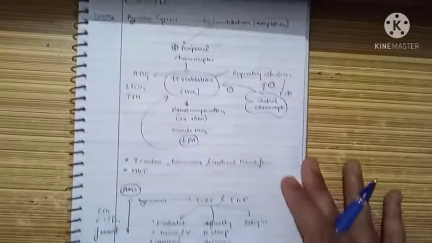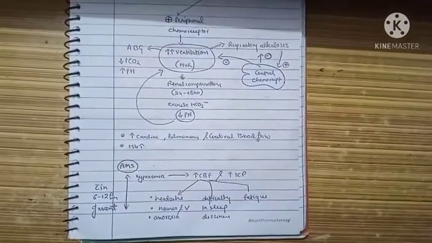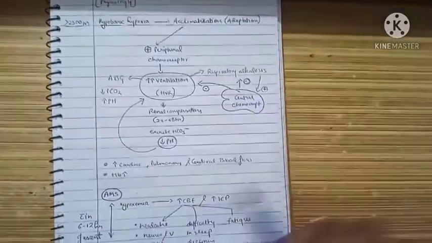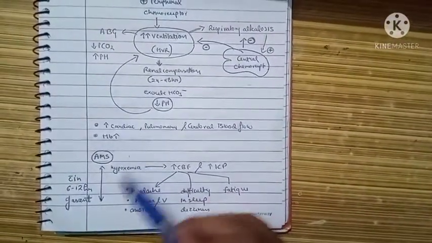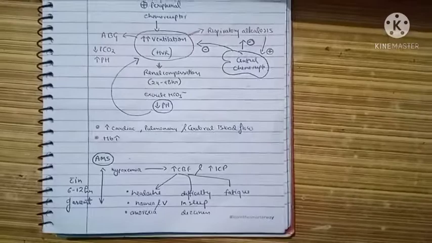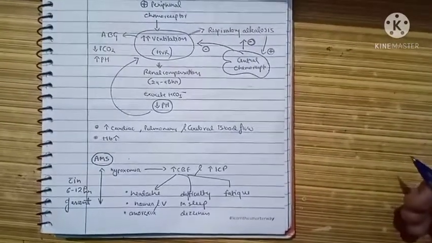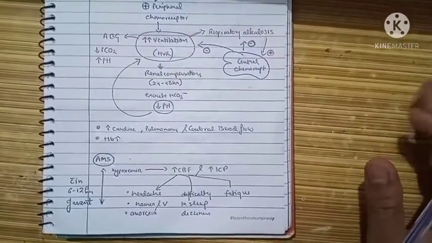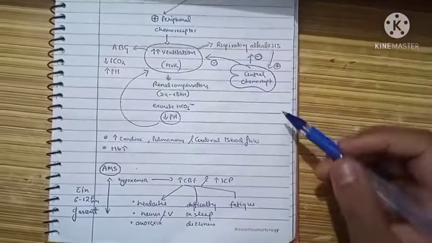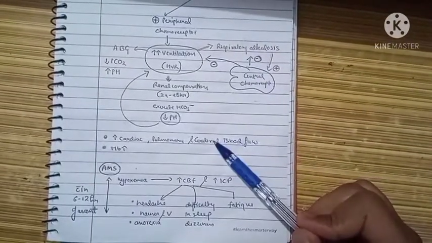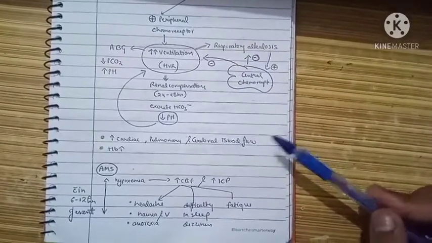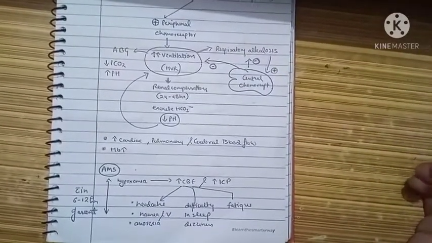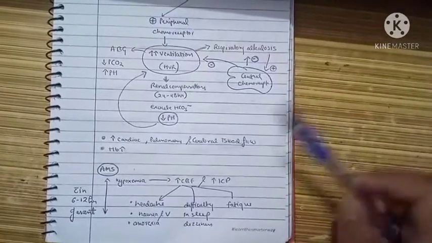Now we will go into the disease proper. The first thing we are going to study is acute mountain sickness, AMS. In acute mountain sickness we have hypoxemia, that is a decreased level of oxygen in the blood. With hypoxemia, as we studied in the physiology, there is increased cerebral blood flow as well as conditions leading to increased intracranial pressure.